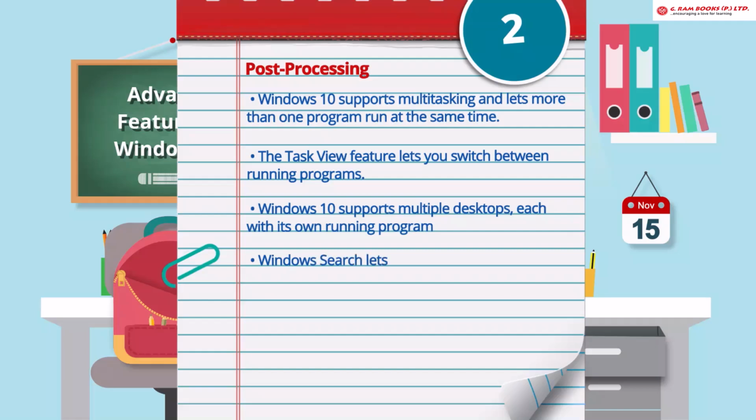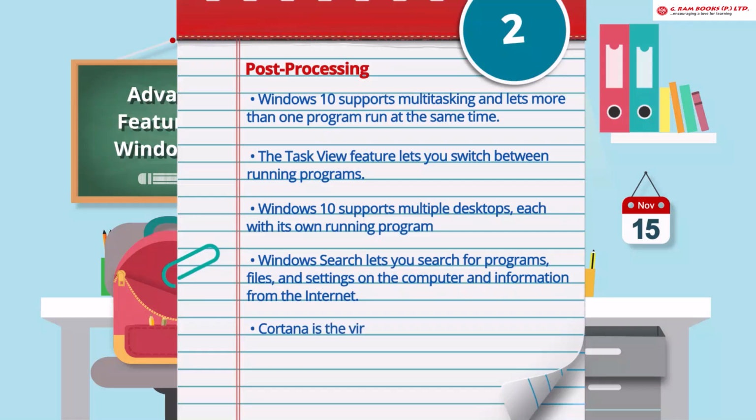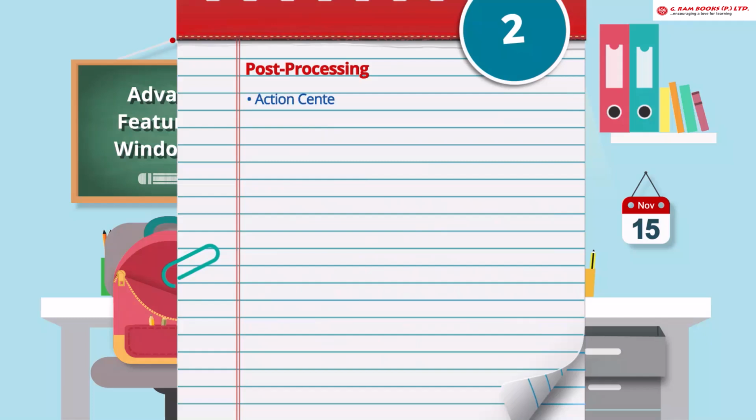Windows Search lets you search for programs, files, and settings on the computer and information from the internet. Cortana is the virtual productivity assistant in Windows 10 that helps you perform tasks using voice or text commands. Action Center displays notifications, maintenance messages, and options to change settings in Windows 10.